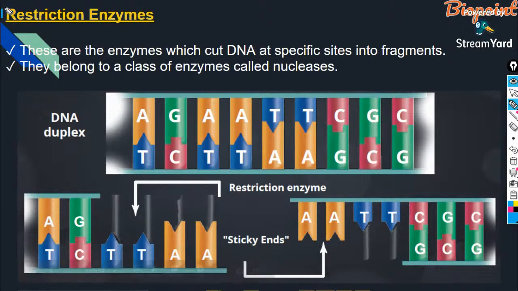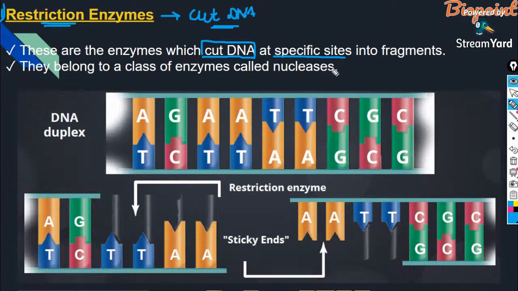The first tool of biotechnology is the restriction enzymes. Restriction enzymes are the enzymes which cut DNA at specific sites into fragments. I already told you the function of restriction enzymes. They always cut the DNA to form fragments. Vector acts as a carrier, that is, it carries the DNA segment from one place to another, and the host is the organism that receives that particular cut DNA fragment.